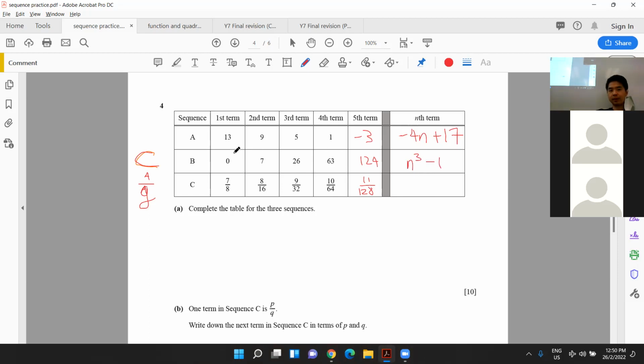Again, if you're looking at this number, the cubic numbers are 1, 8, 27, and 64. So all this is minus 1, minus 1, minus 1, minus 1. The next one is 125 minus 1. So you get n cubed minus 1. And lastly, this one should be n plus over 8 to n minus 1.